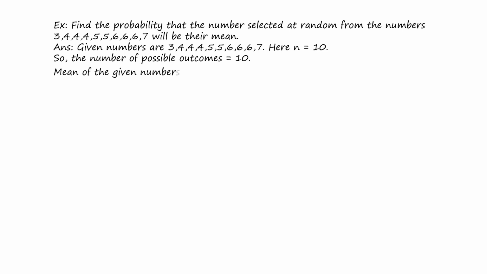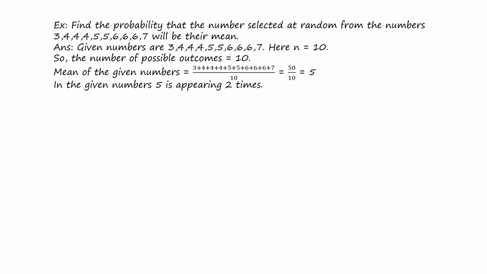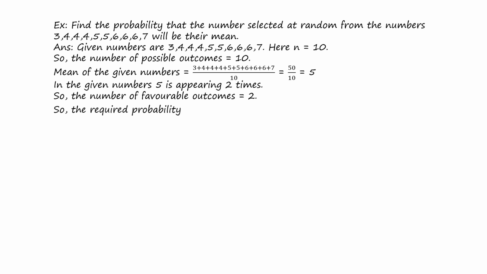Now let's find the mean. How to get the mean? Mean is nothing but sum of the given numbers by total numbers, or it is 50 by 10, which is equal to 5. But how many times is 5 appearing? In the given numbers, 5 is appearing 2 times. So the number of favorable outcomes is 2. Therefore, the required probability is 2 by 10, or it is 1 by 5, is the answer.